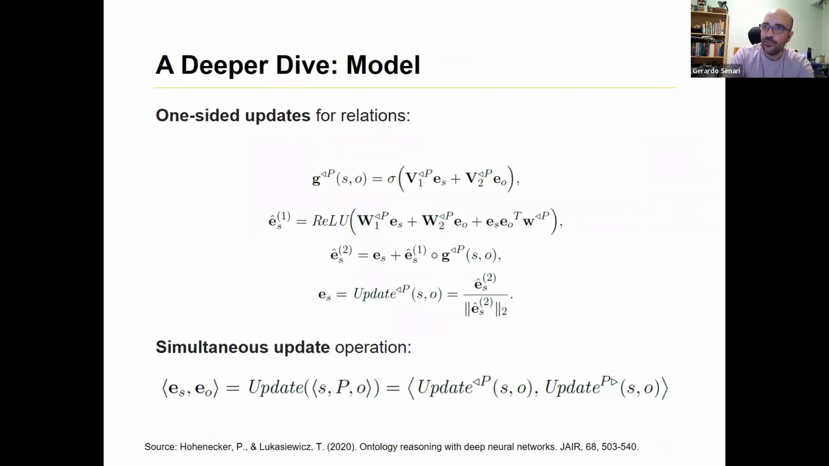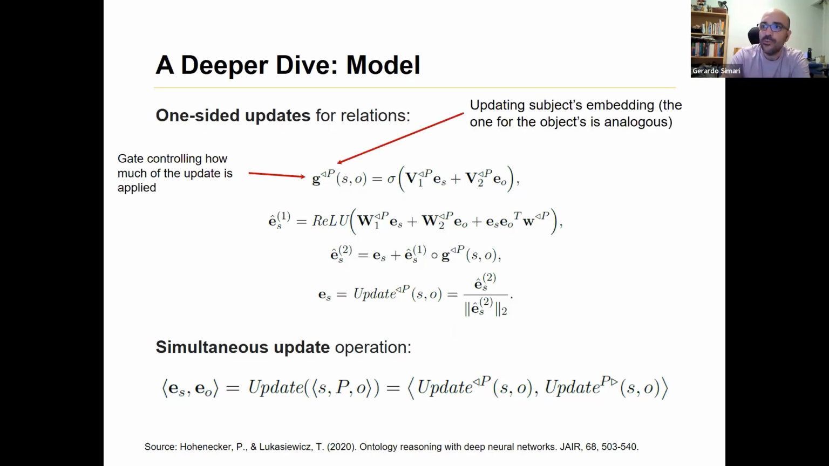All right, so going back to the paper, we then have a gate controlling how much of the update is applied. Here we have this notation, an arrow pointing to the left for the predicate, which is updating the subject's embedding, and they have one for the object, which is analogous. So here we have the subject and the object, and P is the predicate.